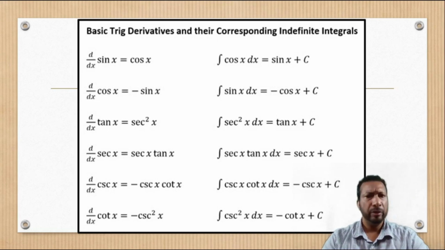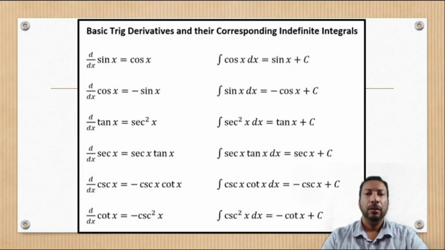So remember that the derivative of sine is cosine, right? So that means then that the integral of cosine is sine plus c. What was the derivative of cosine? It was negative sine. So then that means that the integral of sine is negative cosine, of course, plus c.